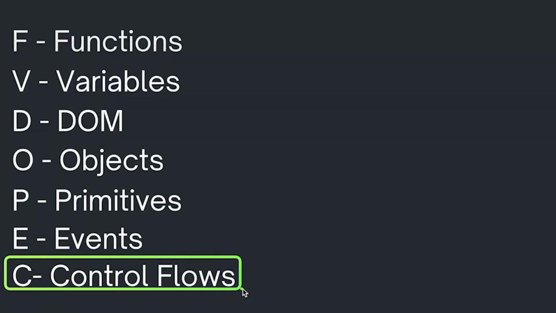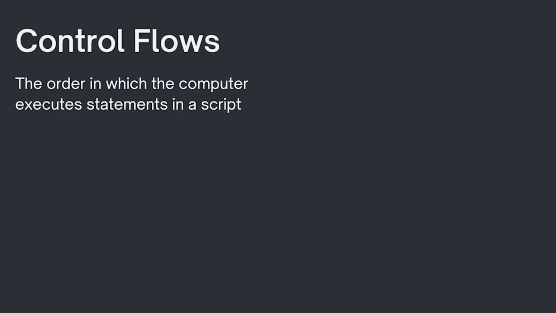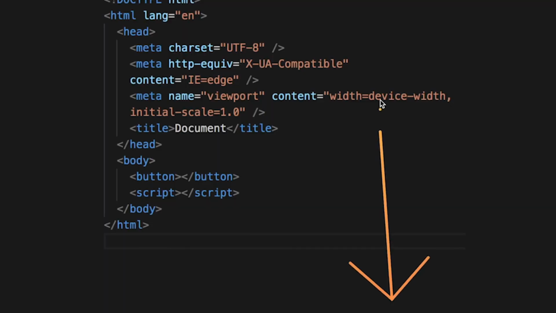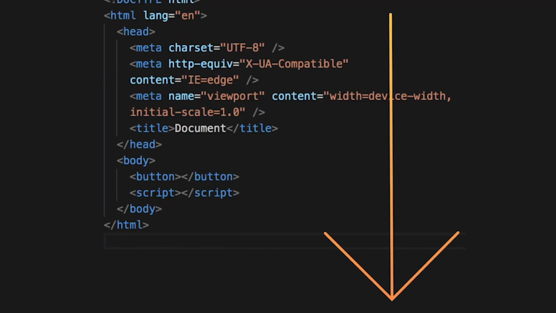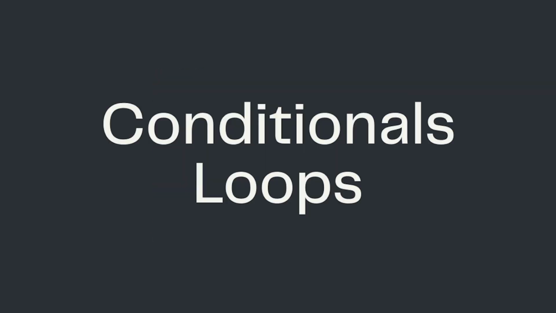Now we're going to be looking at control flows. The control flow is the order in which the computer executes statements in a script. Code is run in order from the first line in the file to the last line, unless the computer runs across structures that change the control flow, such as conditionals and loops.